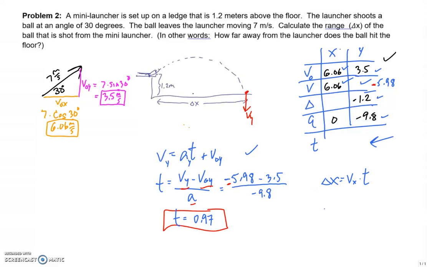Now, that's the time in the air, and now we can go to the simple constant velocity formula for horizontal motion. Its horizontal displacement will equal its horizontal velocity times the time that it is in the air for the trajectory shown, and delta x equals 5.9 meters. That's how far it will travel horizontally.